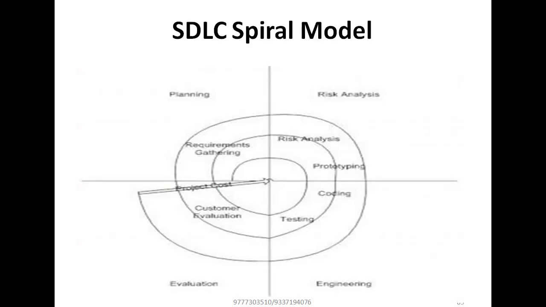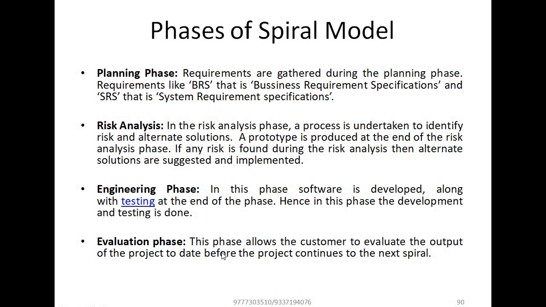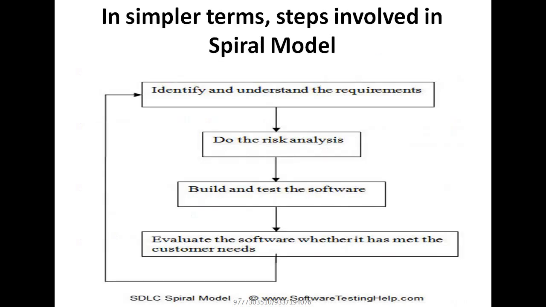Then the last phase is known as my evaluation phase. What happens in the evaluation phase? This phase allows the customer to evaluate the output of the project to date before the project continues to the next spiral. That means this phase is nothing but my implementation phase. After the coding and testing phase, that is known as my engineering phase, if this phase is totally successful, then my project is in a position to be implemented. Okay, so this is the last phase of your spiral model.